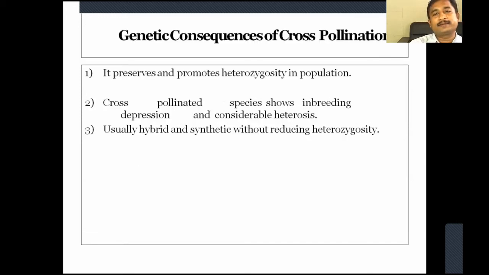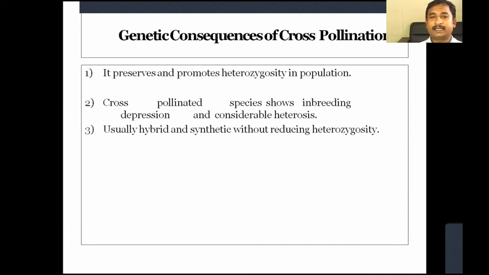And what are the genetic consequences of cross-pollination? Cross-pollination preserves and promotes heterozygosity in the population. It means there is recombination, there is heterozygosity. In due course of time, the plants develop recombinants that are very useful to fight the biotic and abiotic factors in nature. In cross-pollinated crops, the species show inbreeding depression and considerable heterosis.